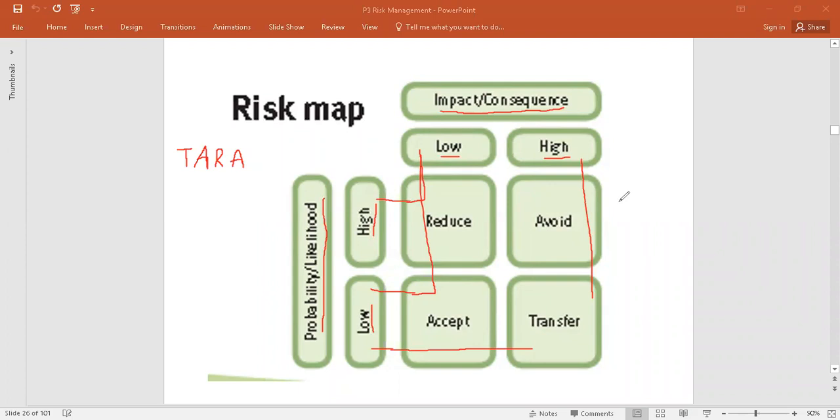Both of them are high, very frequently they happen, and when they happen the impact is also high. So the best possible strategy or response they can have is avoid it. Why not accept it? See, if they understand that these events happen very frequently and every time they have a very adverse impact on the business, the consequence is very high. So in that case, the response should be of not accepting it, avoiding it.